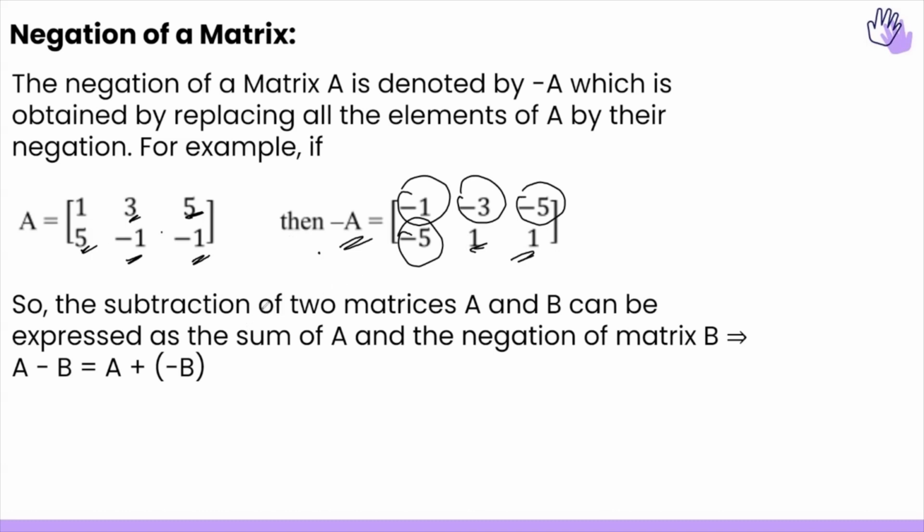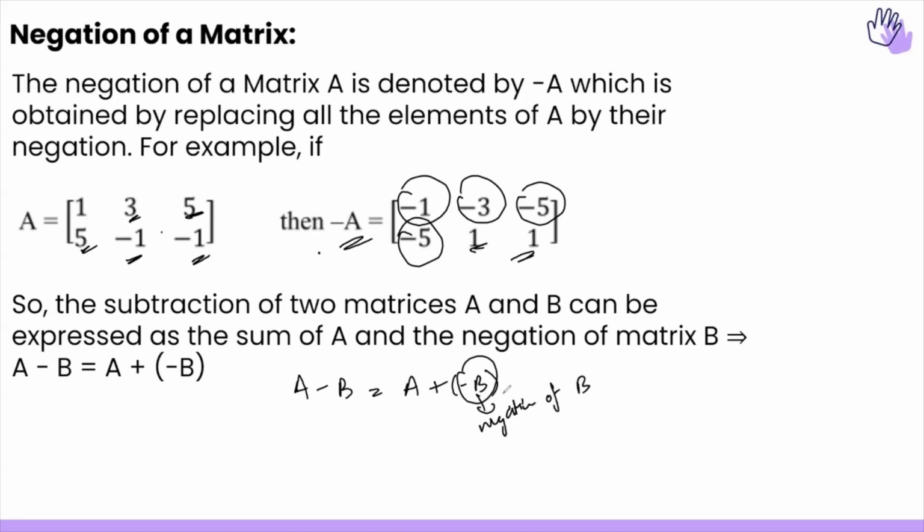So the subtraction of two matrices A and B can be expressed as a sum of A and the negation of matrix B, right? So A minus B can be written as A plus of minus B, right? And we have seen the addition of two matrices in the previous slide, and minus B is just a negation of B.